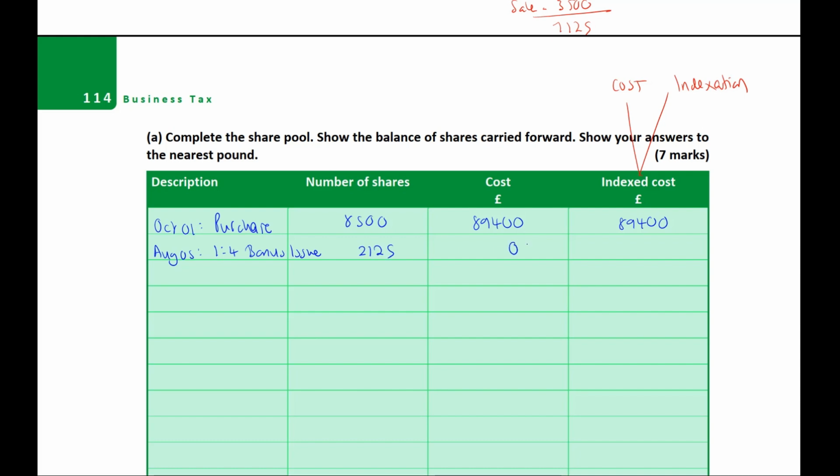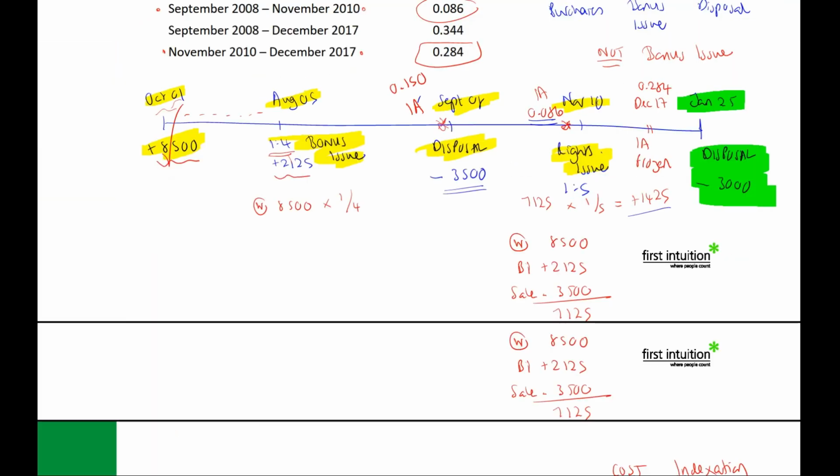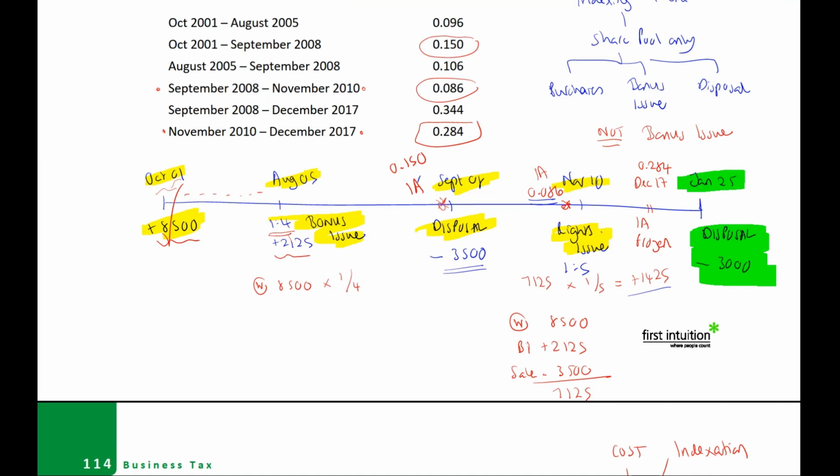Add the shares, but there's no cost because they are bonus shares. So the next thing I come to do is indexation, because that's the next thing in the timeline, following this through very precisely. So indexation comes next. Indexation of 0.150.